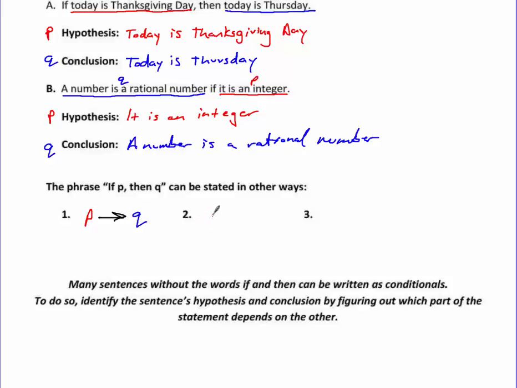Another way you might see it is P, this little symbol, and Q. And that just means the same thing: if P, then Q. You may hear somebody say "P implies Q." Okay, so maybe you'll hear "implies," but it all means if P, then Q.